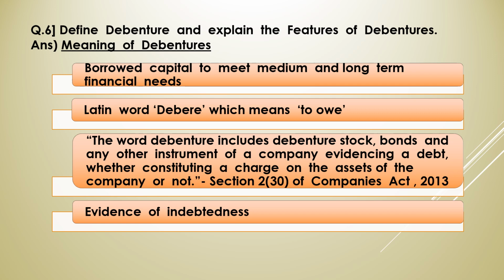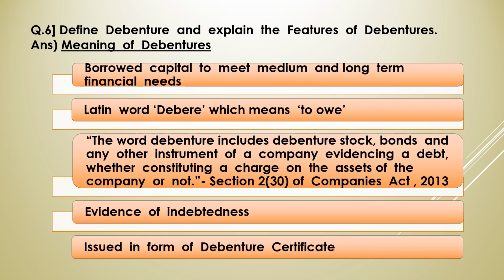Debentures are a proof of indebtedness, which means that it shows that the company owes a certain amount to the debenture holder. This amount it has taken in the form of a loan, which it is required to repay after a certain specified period of time. Debentures are usually issued in the form of a debenture certificate, which is an instrument issued under the common seal of the company. Let us now move towards the features of debentures.